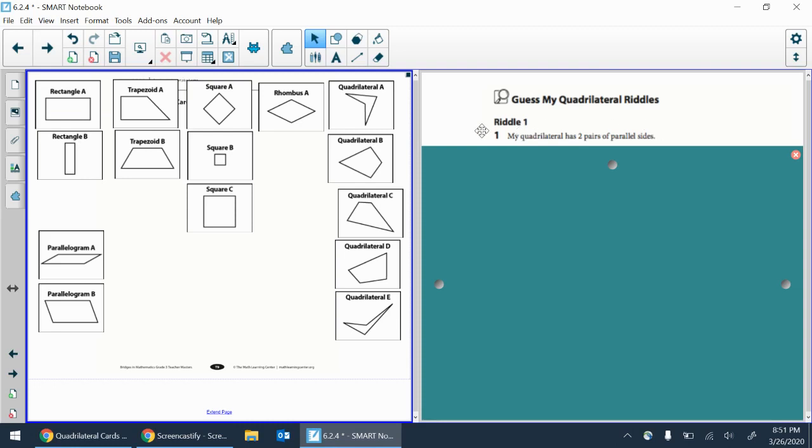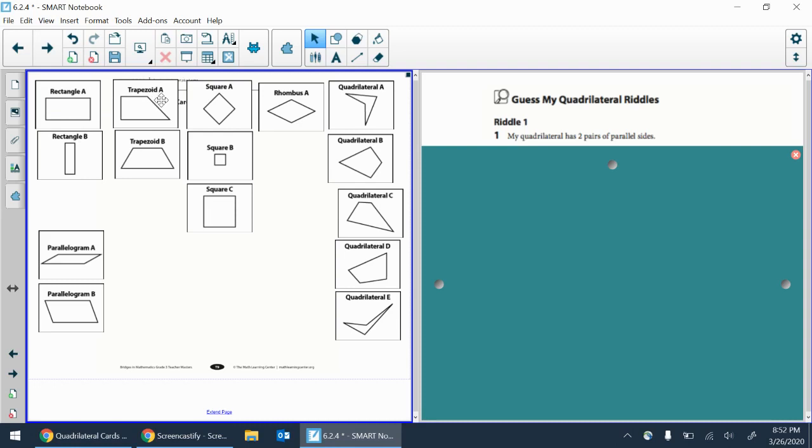my first riddle is, my quadrilateral has two pairs of parallel sides. So I'm going to go through all these shapes, and if it does have two pairs of parallel sides, I'm going to start making a pile over here. And if it does not have two pairs of parallel sides, I'm going to put it over here. So our rectangles, does it have two pairs of parallel sides? Yes, it does. The top is one pair and the sides are a pair. So both of them are going to stay there.